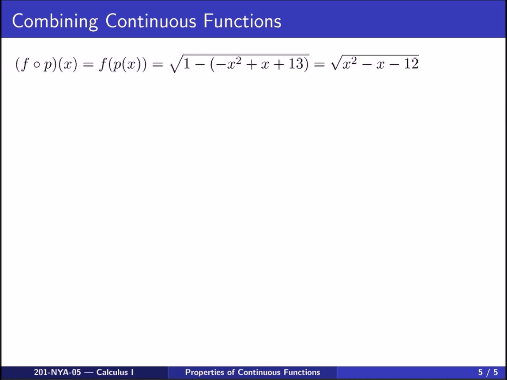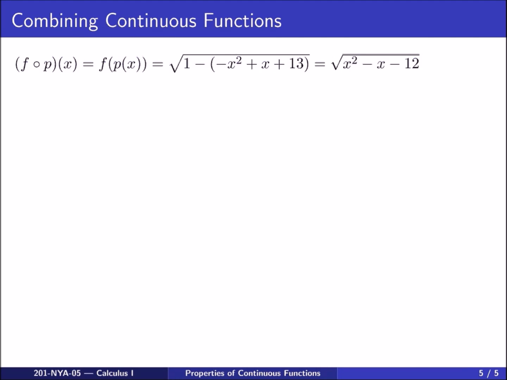Okay, so f composed with p is the same as f of p of x, so we will plug in p of x as the input to the function f. So we will get square root of 1 minus x squared plus x plus 13, which simplifies to the square root of x squared minus x minus 12.